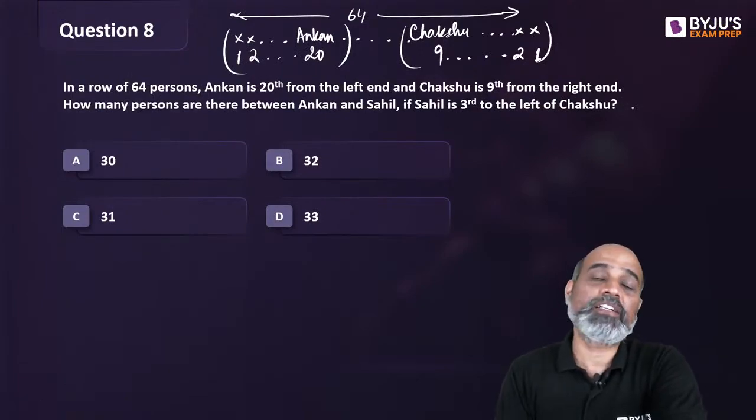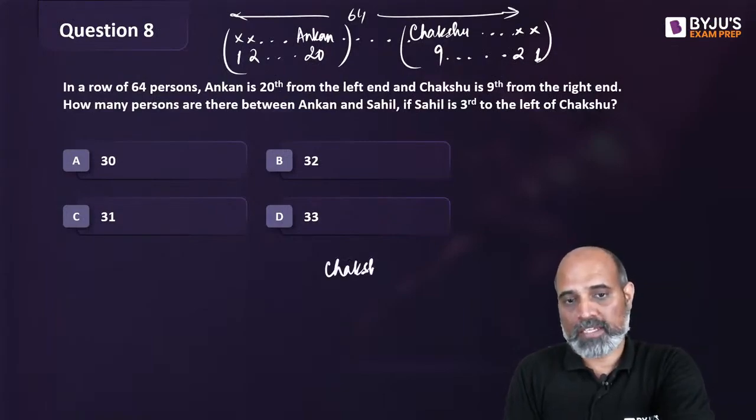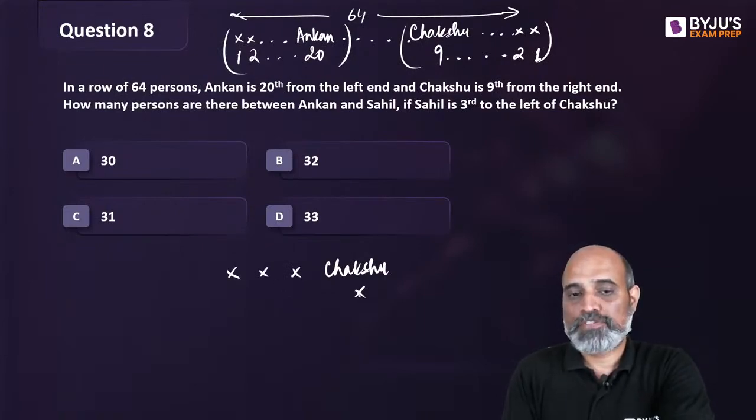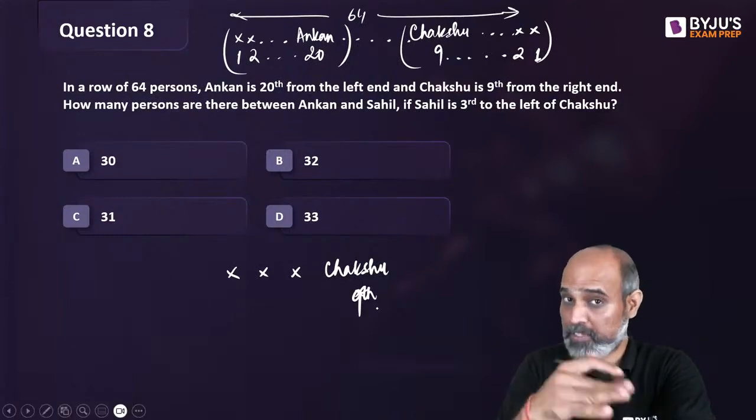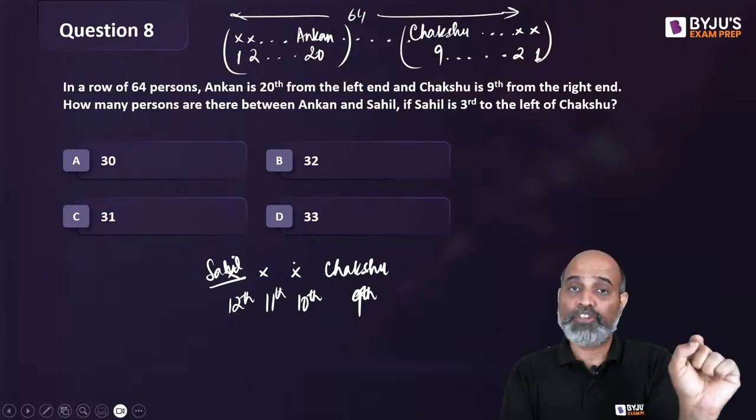If Sahil is third to the left of Chakshu, so if Chakshu is here, third to the left means first left, second left, third left. So if Chakshu's rank is 9th from the right, then it's going to be 10th, 11th and 12th. This is exactly where Sahil is.